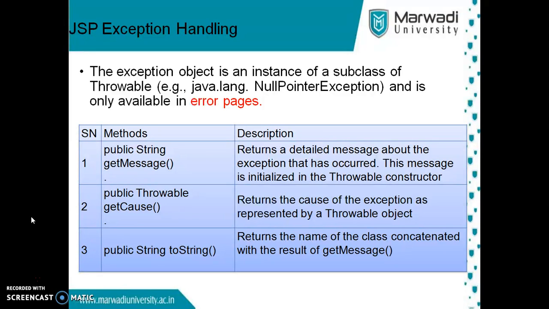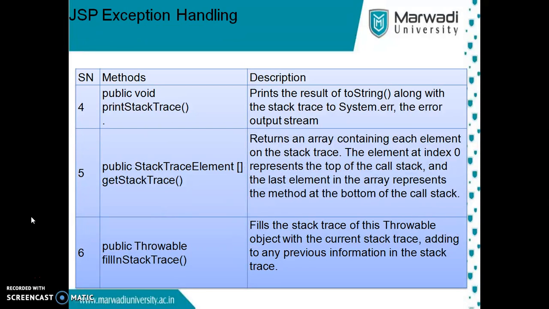The second is getCause. The return type is Throwable. It returns the cause of the exception as represented by the Throwable object. Third is the toString method. It returns the name of the class concatenated with the result of getMessage.